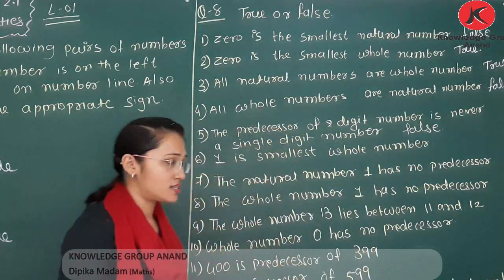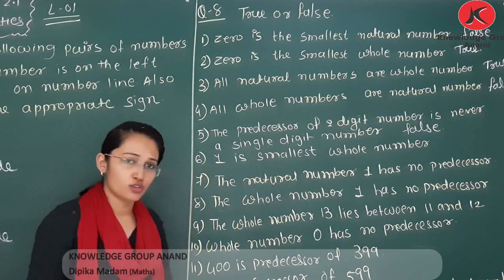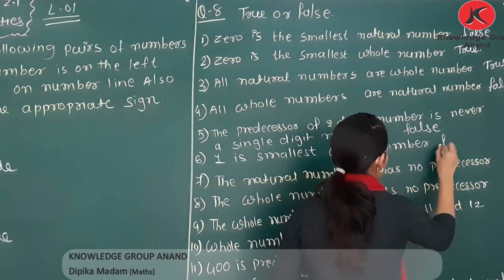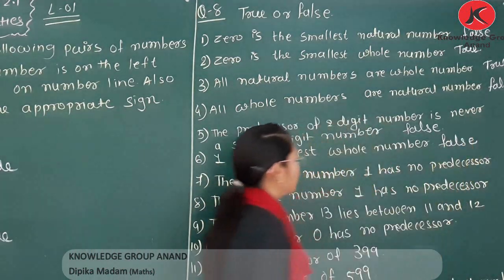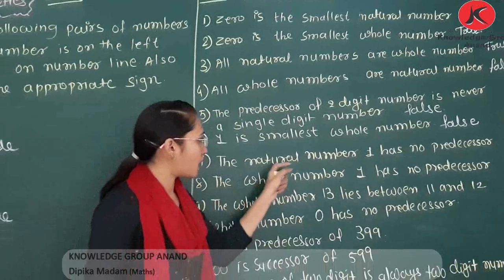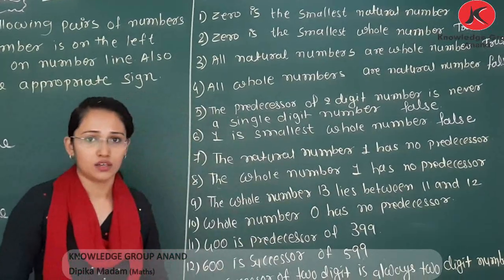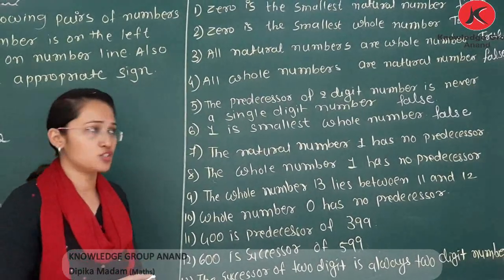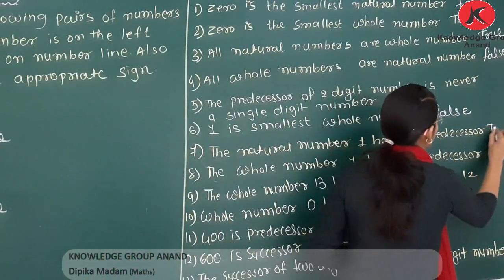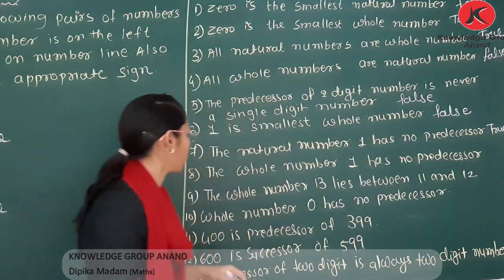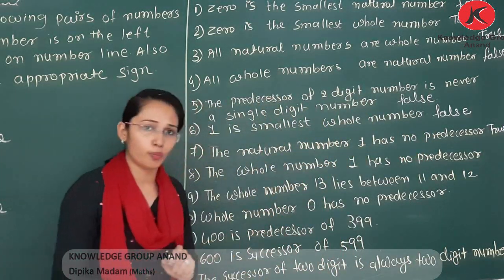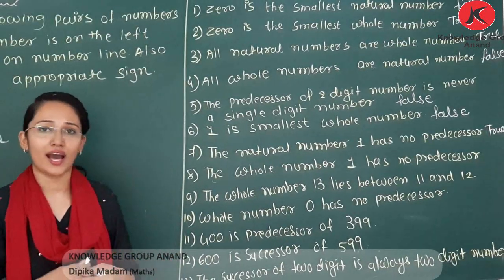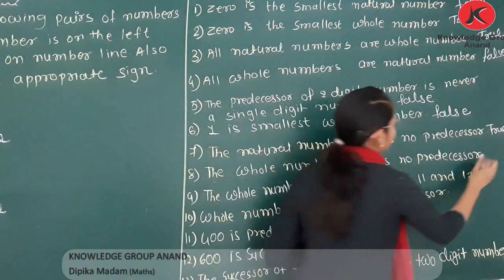Next, 1 is the smallest whole number. Yes or no? No, because 0 is the smallest whole number. So it is again false. The natural number 1 has no predecessor. Natural numbers start from 1, so 1 has no predecessor in the natural numbers. So it is true. The whole number 1 has no predecessor. Whole numbers start from 0, which means 0 comes before 1. So it is false.